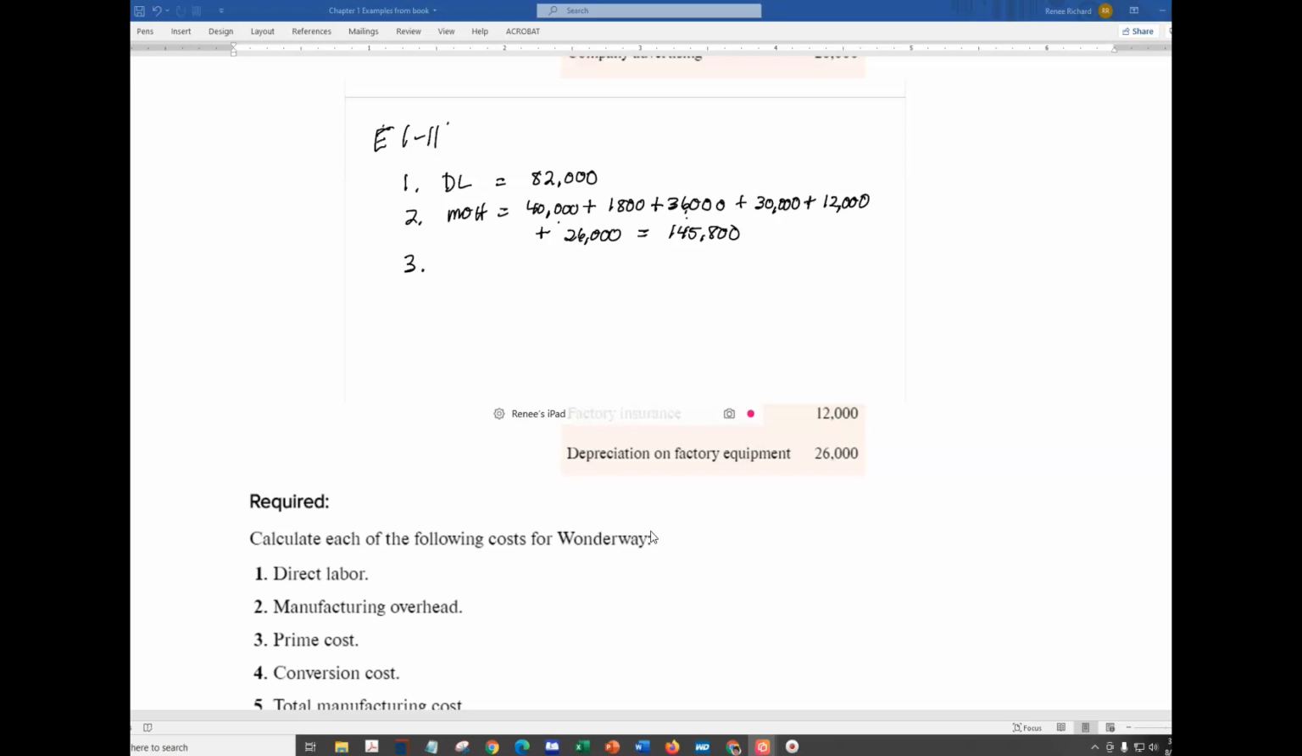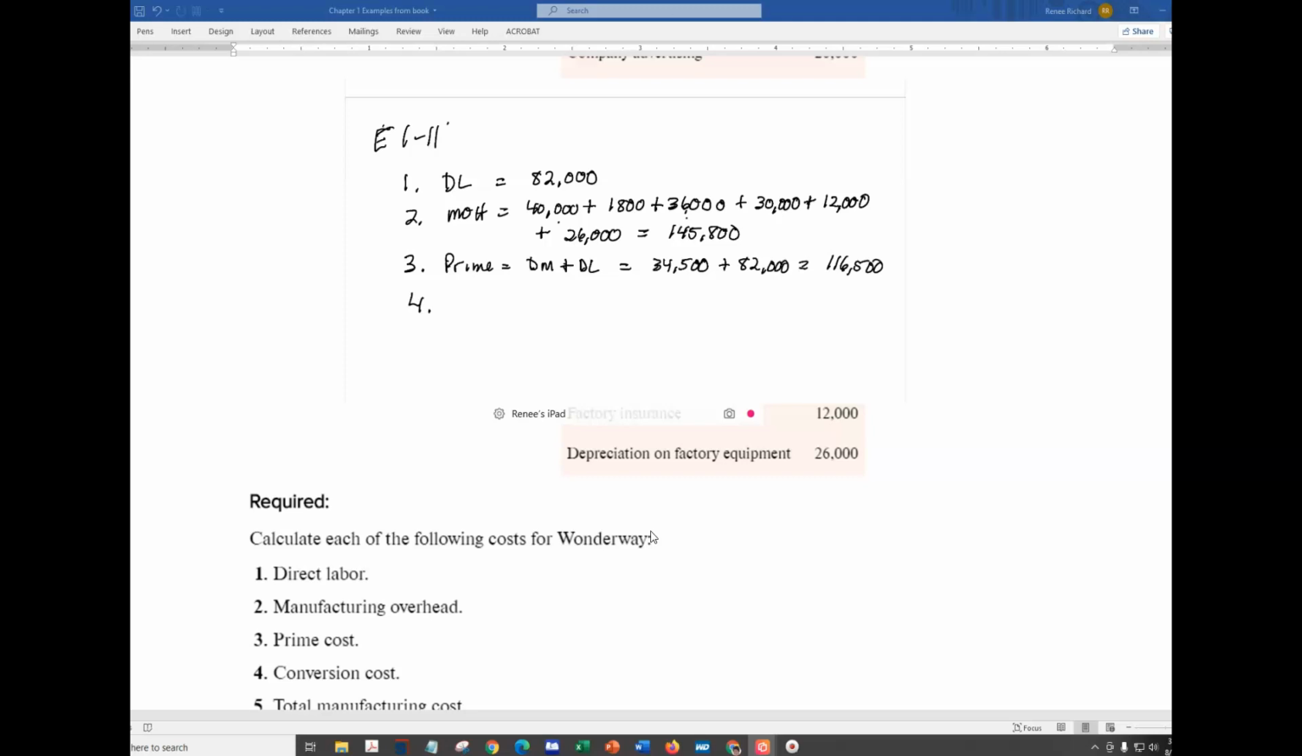3, prime cost. So prime cost, if you'll remember, is direct materials and direct labor. So our direct materials, we would have to go back to our problem and look. That's direct materials used is 34,500. And direct labor is 82,000 for a total of 116,500.